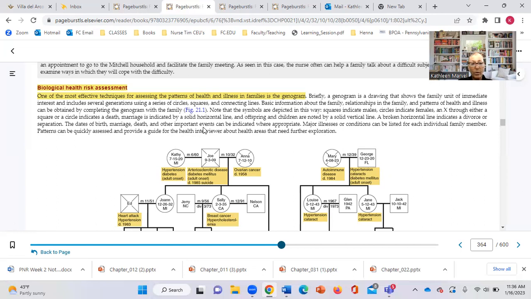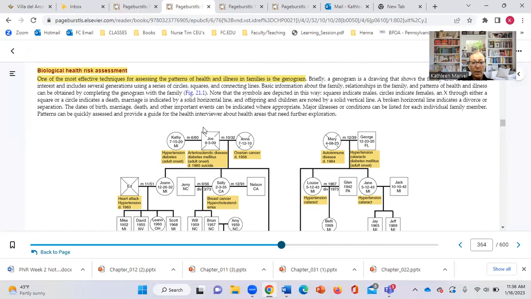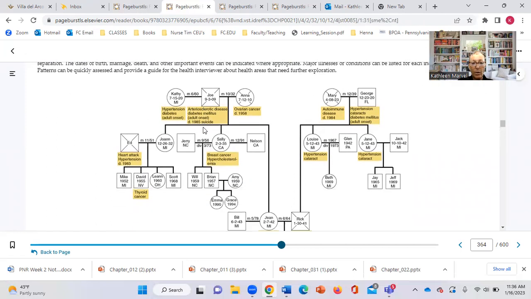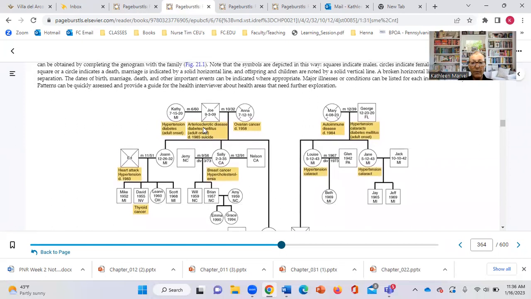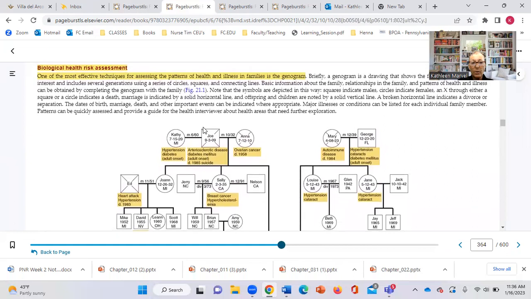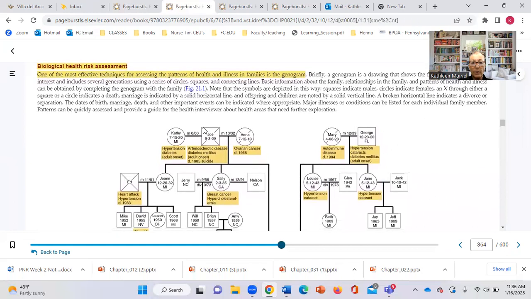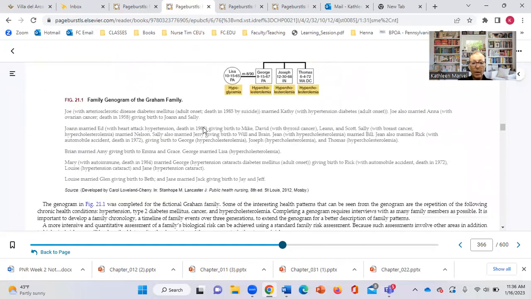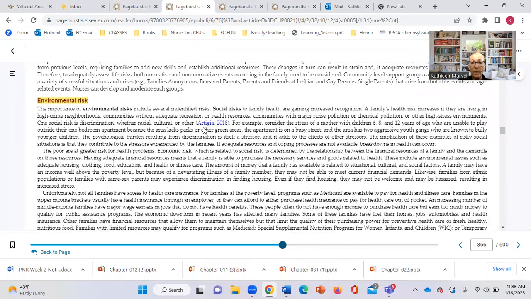For example, if you have a history of stroke in your family, you have a history of cancer in your family, by going back three generations and developing, this is what a genogram looks like right here, we can identify patterns of risks. So that's your biological health assessment. That's your genogram. The second is your environmental risk.